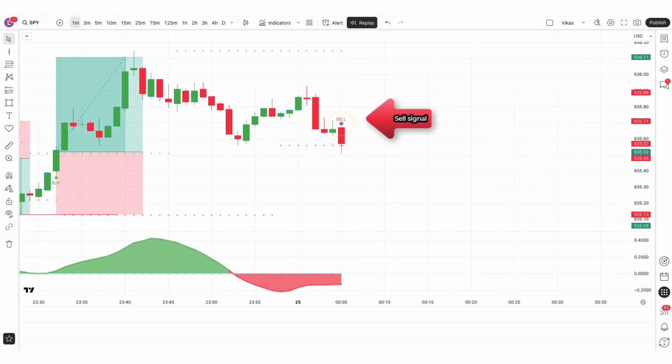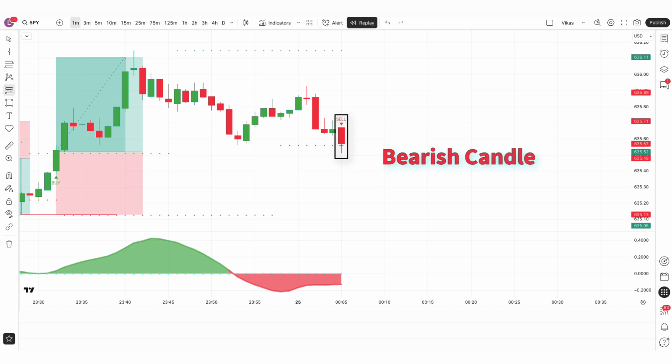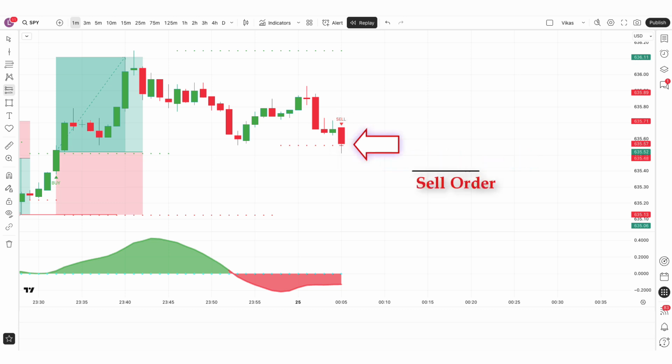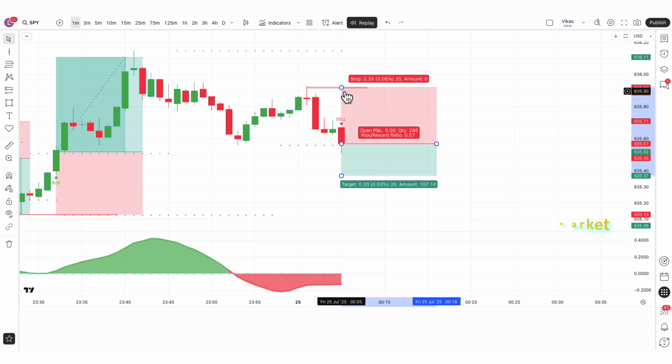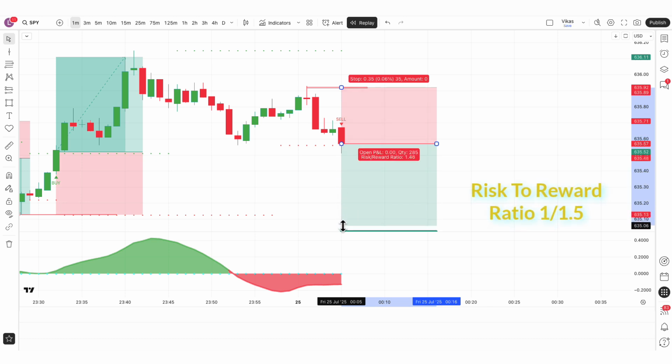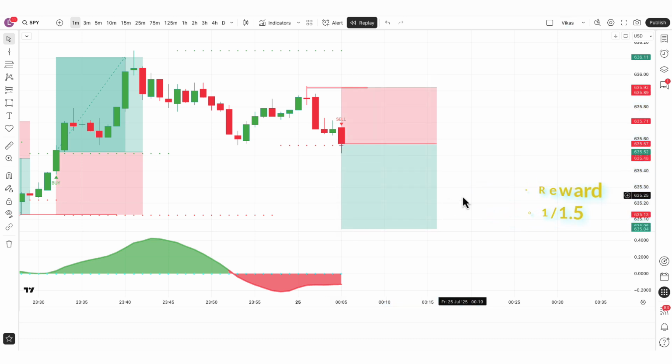Here the pivot reversal indicator gives us a sell signal. Here the squeeze momentum indicator shows a red area. Here the market has made a bearish candle to give confirmation. So all our conditions are being fulfilled, so we are placing an order to sell. Our stop loss is to be placed at the previous high of the market, and the risk to reward ratio will be 1:1.5.